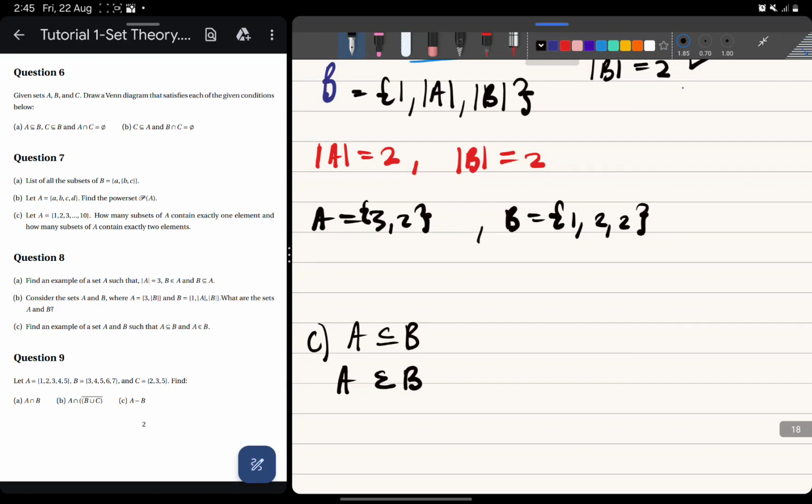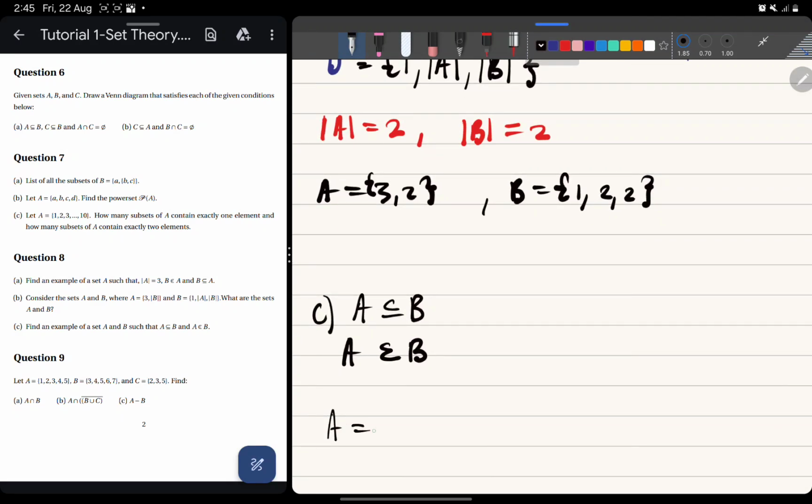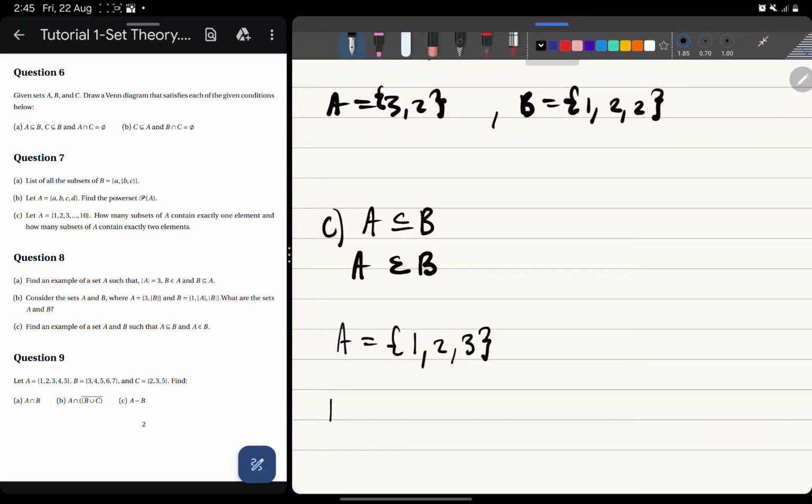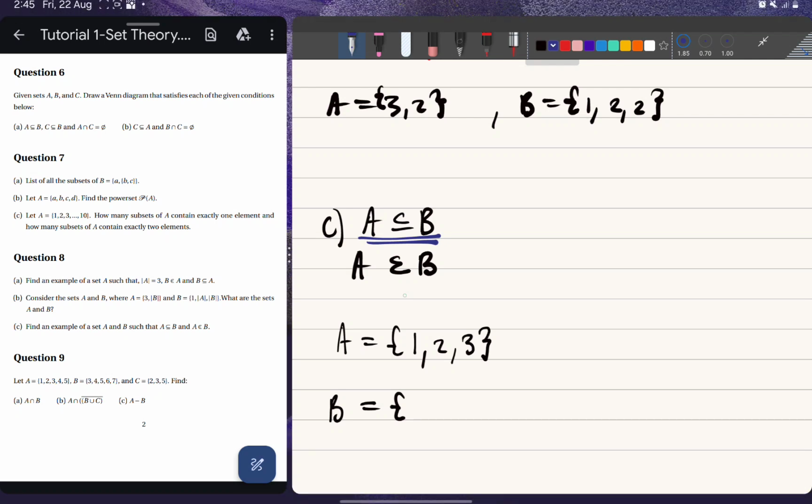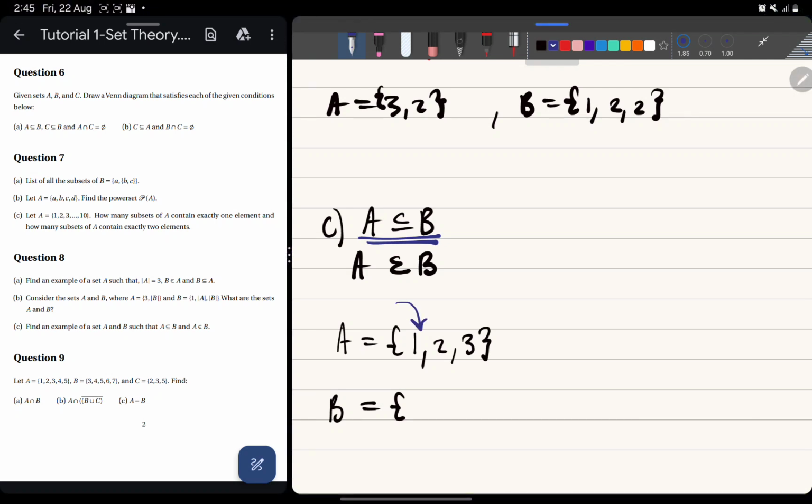So let's make set A. If I am going to make set A being the set with the elements 1, 2, 3, then now let's make set B. So what should set B be? First of all, if A is a subset of B, what does it mean? What does subset mean? It means everything in A is in B. So I'm going to go to A and see what is in it. There's 1, 2, 3. So B should have 1, 2, 3. So we have met the first one.